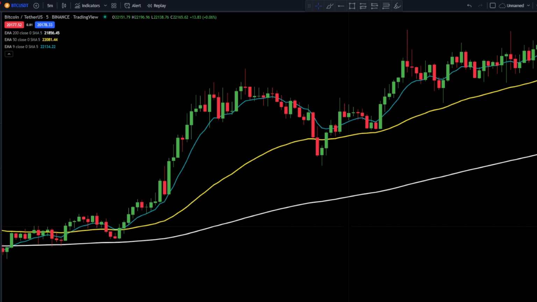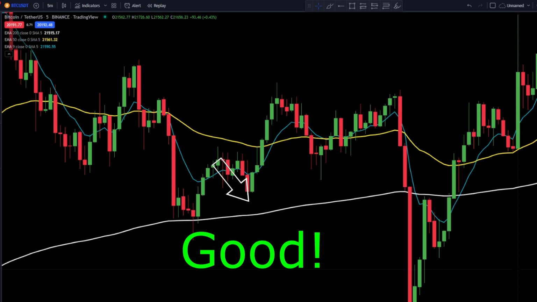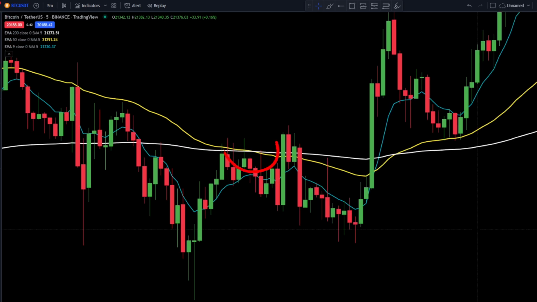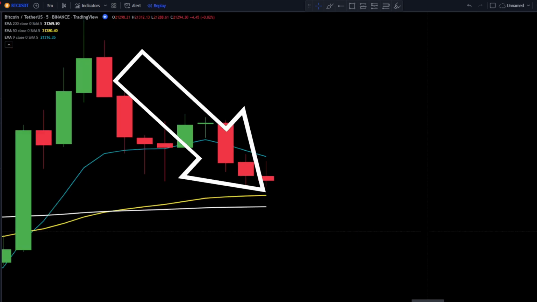Let's see how to trade with our indicators now. Always make sure that the yellow line is above the white line. As soon as it crosses below the EMA 200, it means we are no longer in an uptrend and we don't want to take any trades like that. Next, we are looking for price to come back down to our yellow line, the EMA 50.